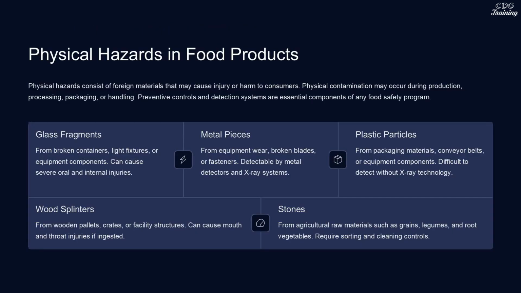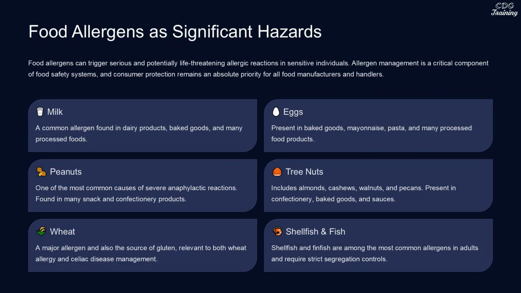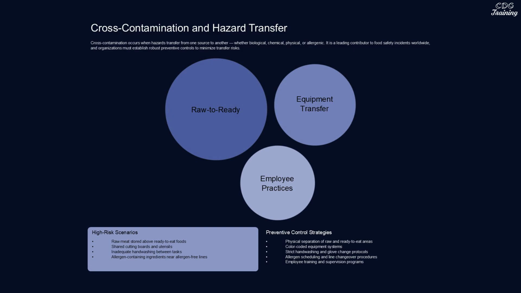Physical hazards in food products include glass, metal, and plastic particles, requiring effective detection systems. Physical contamination can occur from equipment damage, packaging materials, and facility structures, requiring regular inspections and preventive measures. Food allergens pose significant hazards, requiring strict management and protection measures for consumers. Cross-contamination occurs when hazards transfer from one source to another, necessitating preventive control strategies.